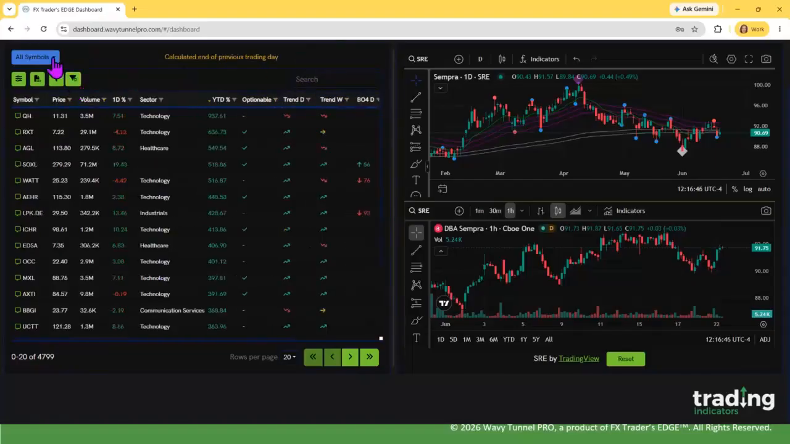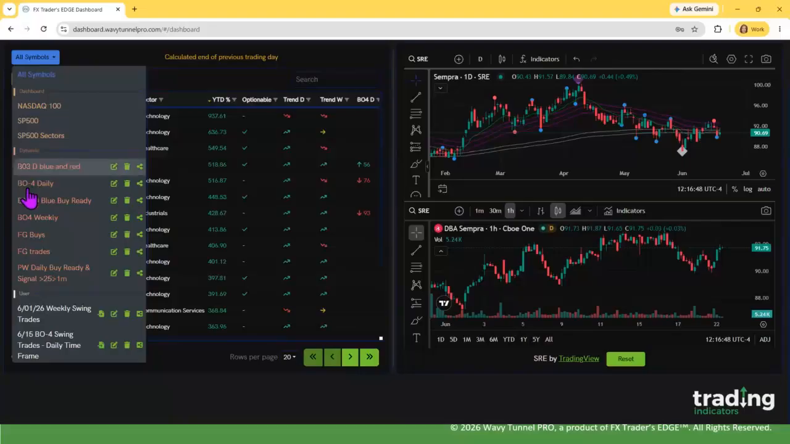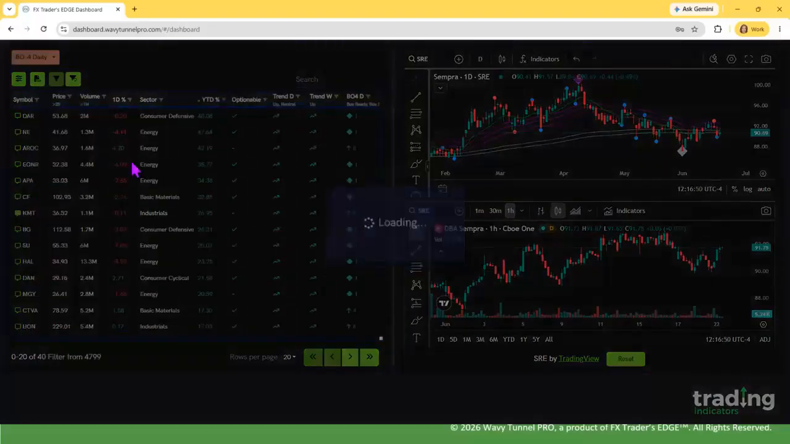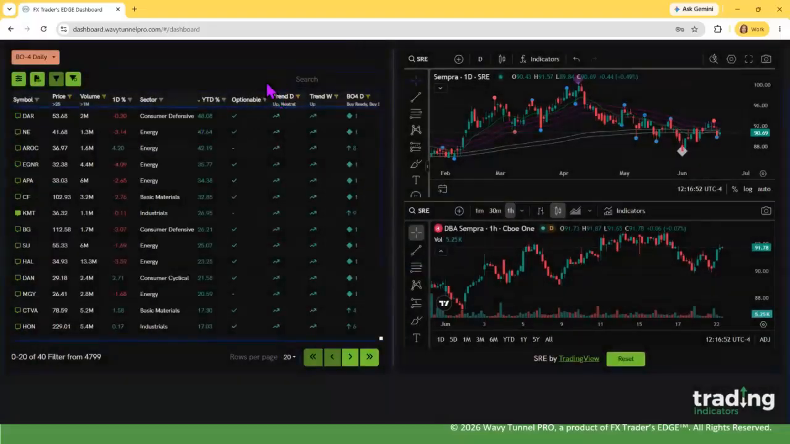So I've already created the Breakout 4 daily for the dynamic watch list. And I have 40. So I'm not sure. I think, okay, my volume is greater than 1 million. The other scan that I showed you was greater than 500,000. So that's the difference in the number of symbols that you see between mine and yours.